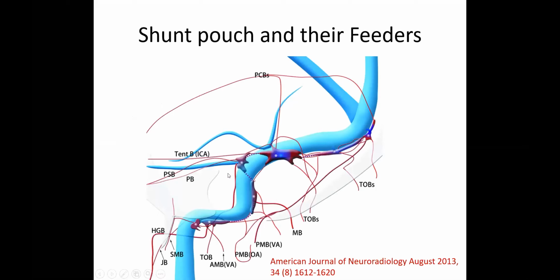And this is an illustration which we see in the transverse sigmoid junction. The purple color is showing the shunt pouch, where we can see the different shunt points here.